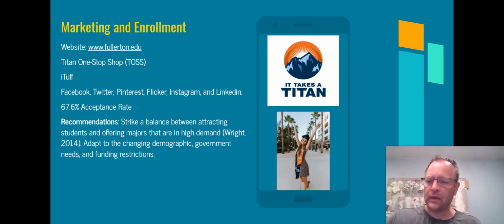They also have the Titan One Stop Shop, TOS, which is designated to help students throughout their journey at Cal State Fullerton. It supports them with admissions, registration, financial aid records, anything that they could need. It's TOS, One Stop Shop. iTough is a little bot that answers frequently asked questions that students might have. They're also all over every social media that you can imagine. They have an account for Facebook, Twitter, Pinterest, Flickr, Instagram, and LinkedIn.